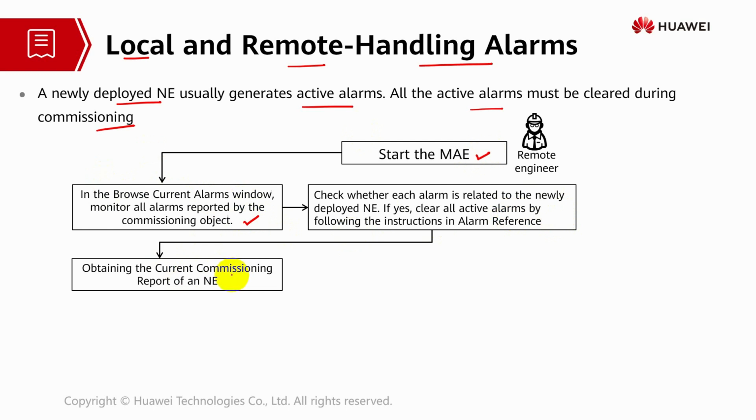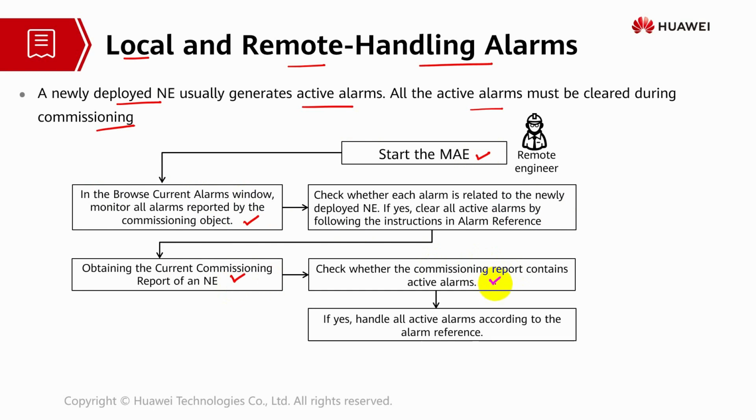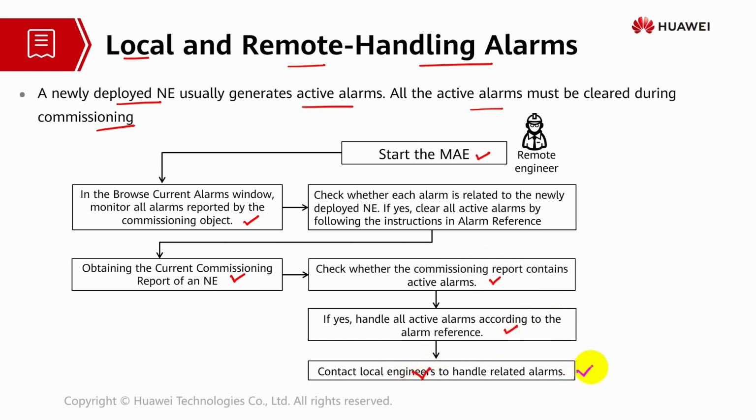Then he will obtain the commissioning report about the NE itself, and check whether this commissioning report contains any active alarms or not. If yes, he will handle the active alarms from the commissioning report based on the alarm reference. If any issues need to be handled on site, he or she will contact the local engineer to handle the related alarms that occur after the commissioning process.